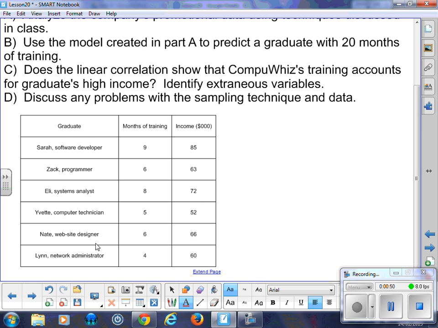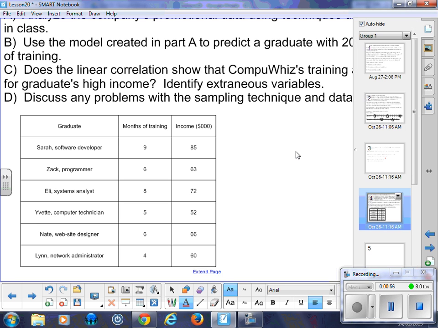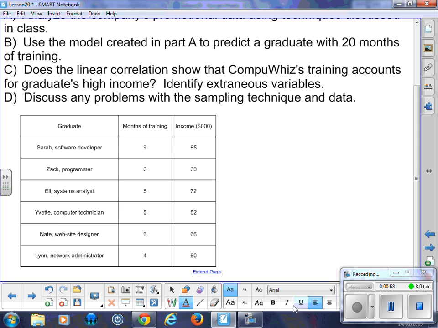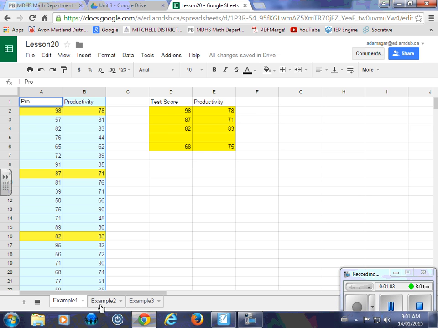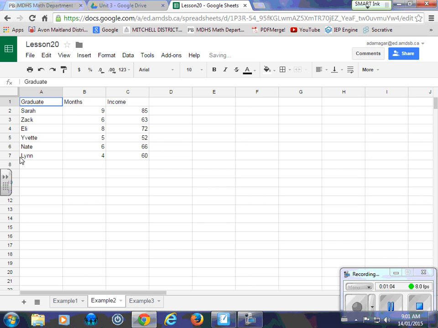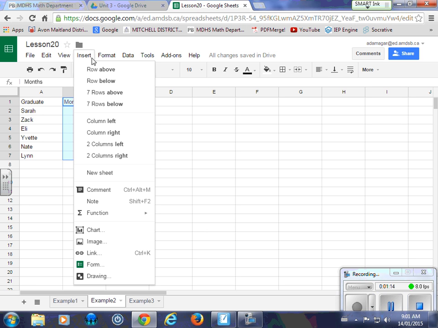Okay, so here we have all the information provided, and they're saying that they have a fantastic success rate. So let's talk about that for a second then. Again, in Google Docs, if you go to example number 2, all the information is there. So let's take a look at months and income to start with. All right, is there a correlation between the two?